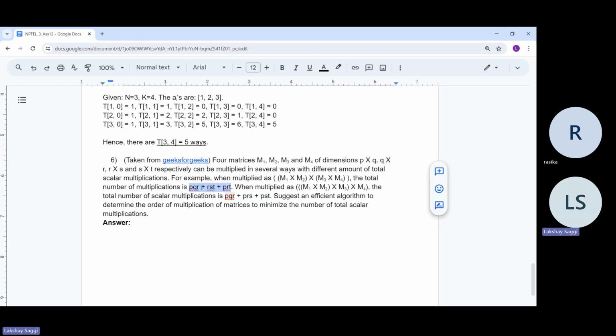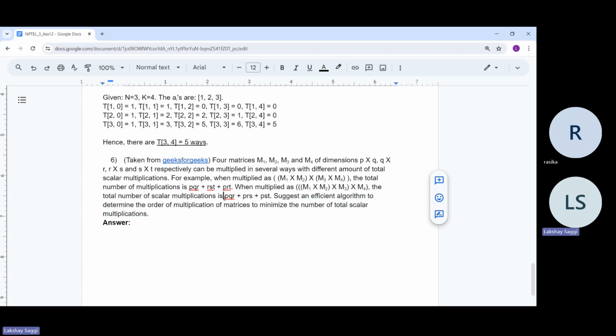So sometimes maybe this is smaller, then we would have multiplied the matrices in this order. If this was smaller, we would have multiplied the matrices in this order because we want to minimize the number of multiplications, right? Now the problem asks us to suggest an efficient algorithm to determine the order of multiplication of matrices to minimize the number of total scalar multiplications.